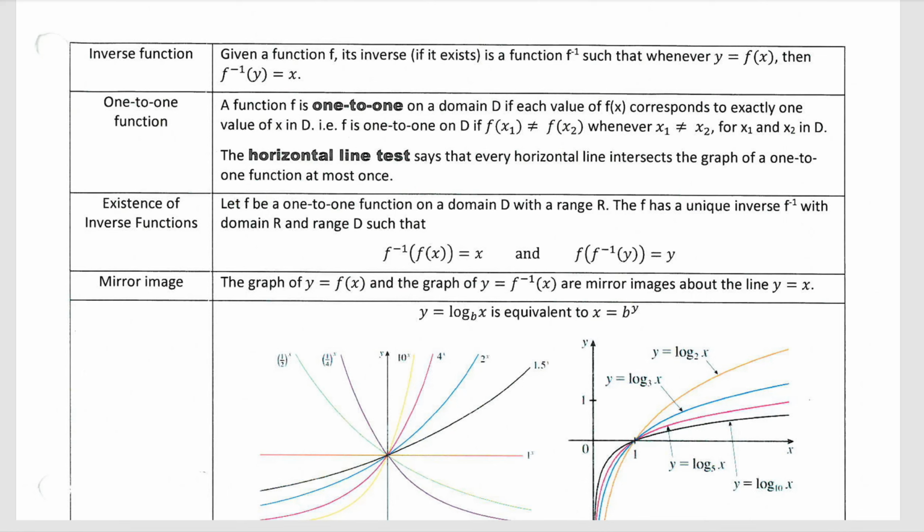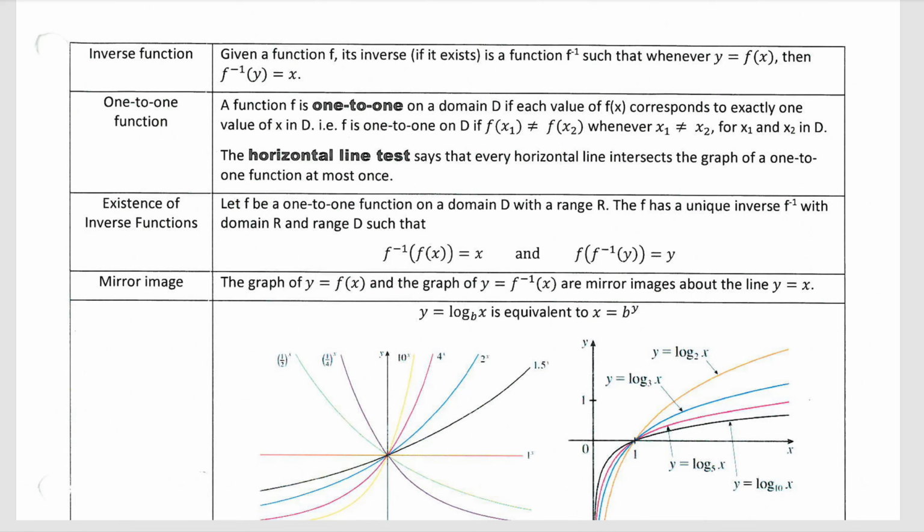Okay, so what is a one-to-one function? A function is one-to-one on domain D if each value f of x corresponds to exactly one value of x in D, i.e., f is one-to-one on D if f of x1 is not equal to f of x2 whenever x1 is not equal to x2.